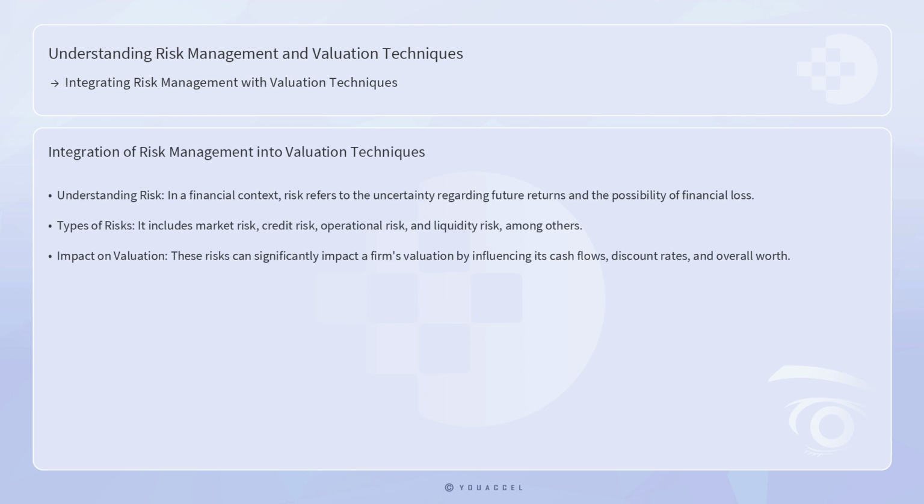The integration of risk management into valuation techniques begins with understanding the fundamental concept of risk. Risk, in a financial context, refers to the uncertainty regarding future returns and the possibility of financial loss. It includes market risk, credit risk, operational risk, and liquidity risk, among others. These risks can significantly impact a firm's valuation by influencing its cash flows, discount rates, and ultimately its overall worth. For instance, market risk, driven by fluctuations in asset prices, interest rates, and currency exchange rates, can alter the expected returns on investments, thereby affecting a firm's valuation.